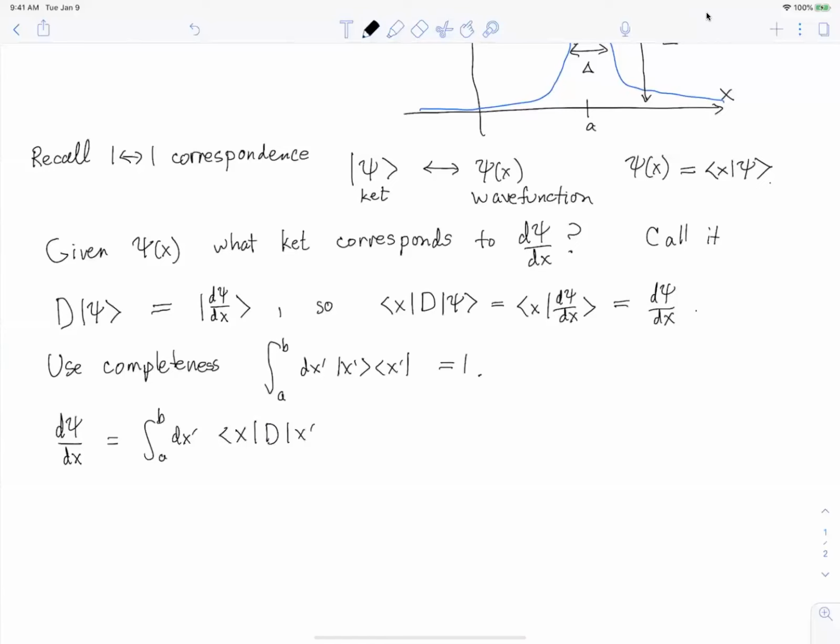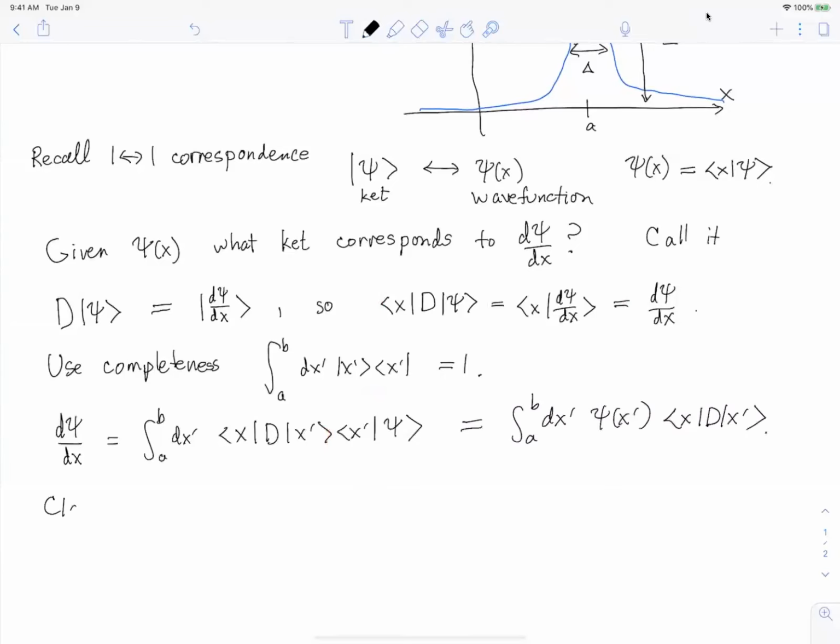Then I'm going to insert my x prime, x prime. And then I'm going to put my psi. Okay, so I've just taken this equation right here and inserted the completeness relation. And so this is equal to the integral from a to b dx prime of psi of x prime. That's the last factor here. And then I have <x|D|x prime>. So I've related this to the matrix element of the operator D, which is the derivative operator, between two position eigenkets.